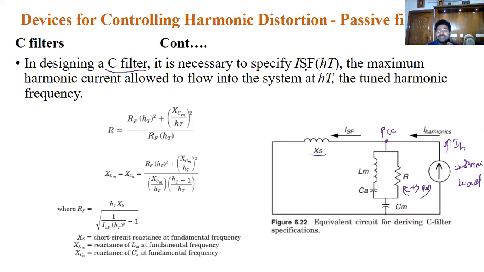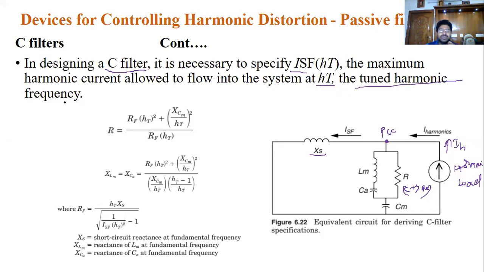It is necessary to specify ISF. So what is the current before the harmonic as well as after the harmonic current, as well as before the device current, HD, ISF. So the maximum harmonic current that you can allow into the HD. So what is the ISF? It is nothing but the maximum harmonic current allowed to flow into the system.